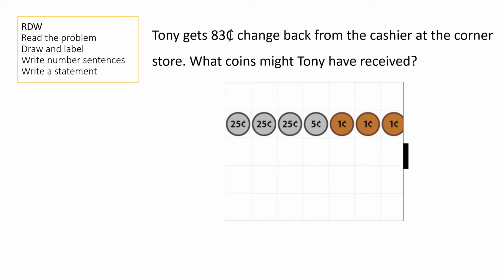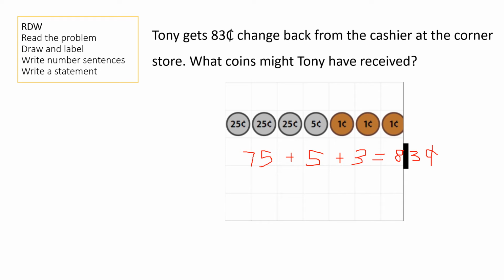Just to check, we can do the math below. 3 quarters adds up to 75 cents. Then we will add 5 more cents. That'll bring us to 80, plus 3 more cents would give us 83 cents. If I were to write a statement for this problem, I might say that Tony could have received 3 quarters, 1 nickel, and 3 pennies.